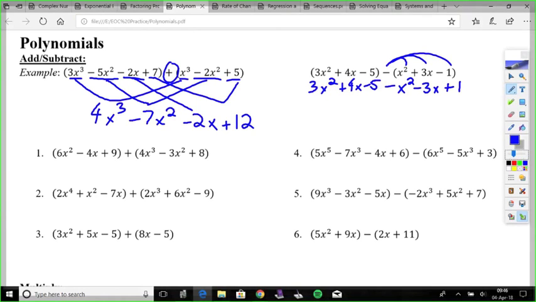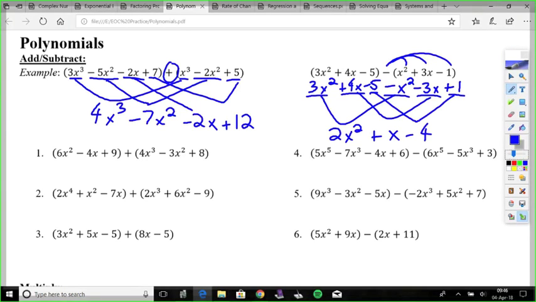You just combine your like terms. So 3x squared minus x squared. So it's 3 minus 1, which would be 2x squared. Your x terms, 4x minus 3x would be 1x. So it's just plus x. And then negative 5 plus 1 would be negative 4. Okay? So that's all there is. Just kind of remember to change those signs.